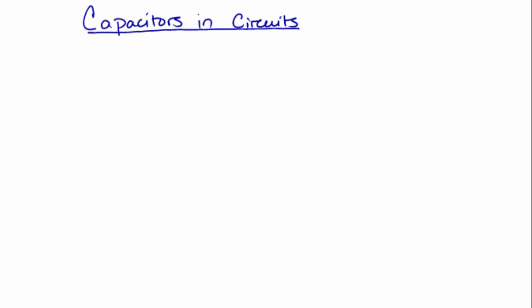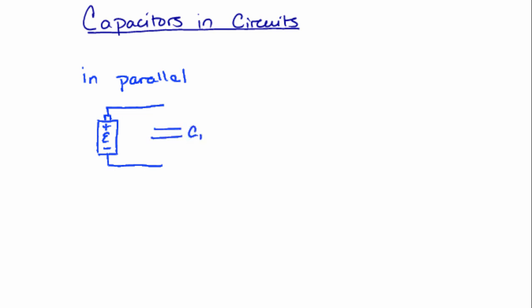In general, we can hook up capacitors or resistors in one of two ways. Right now we'll focus on capacitors, and we'll start with capacitors in parallel. A parallel circuit, we'll start with our battery, which I just drew.